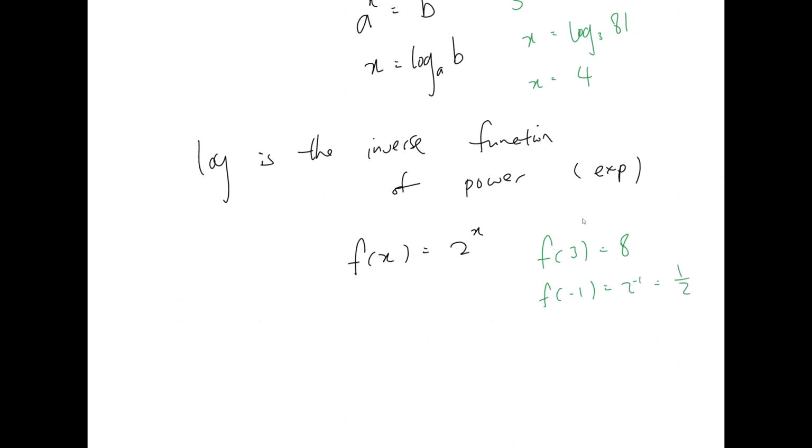Okay, I'll give you a slightly more tricky one. What is f of a? 2 to the power of a. Yep, when it's an unknown, keep it an unknown. Nice.